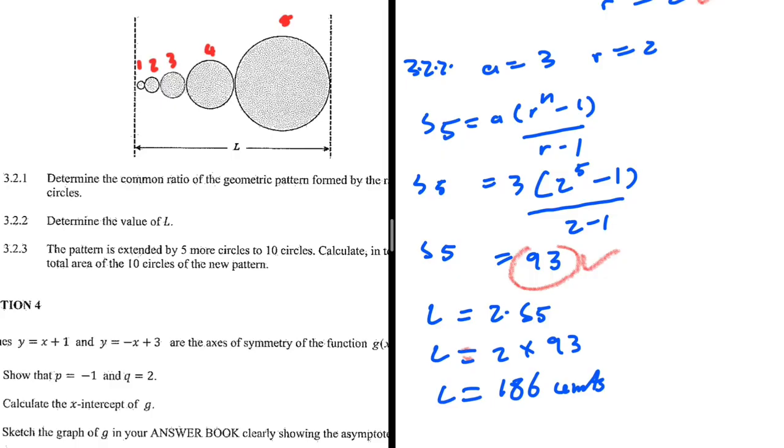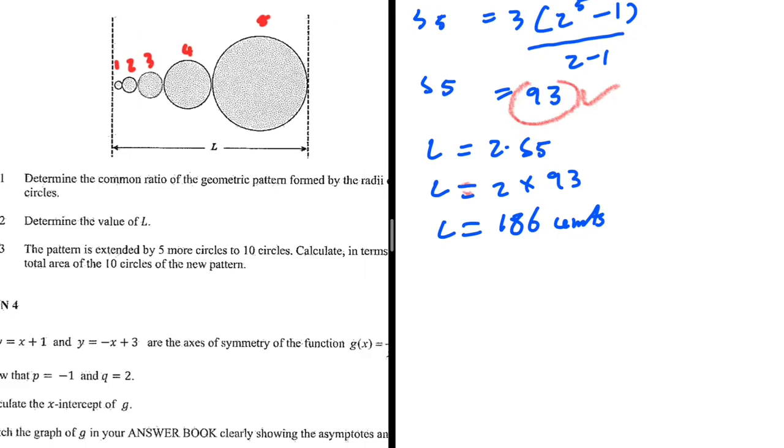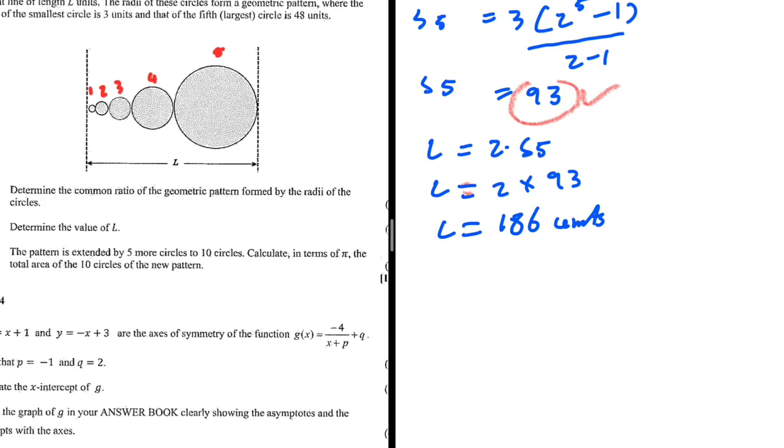I think we are quite happy with that. We can move to the question that follows. So let's go ahead and take a look. 3.2.3, the pattern is extended by 5 more circles to 10 circles. Calculate in terms of pi the total area of the 10 circles of the new pattern. So now we no longer have 5, but we have 10.